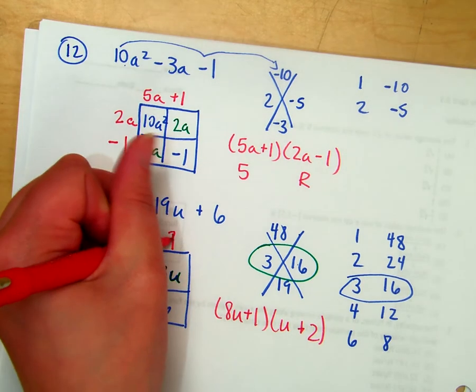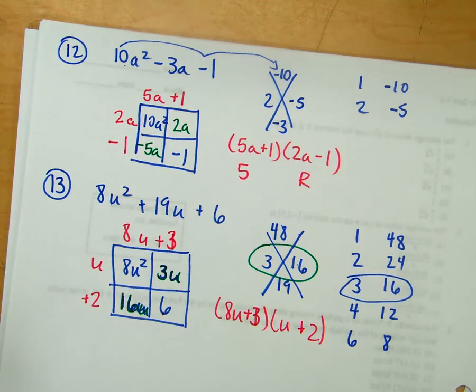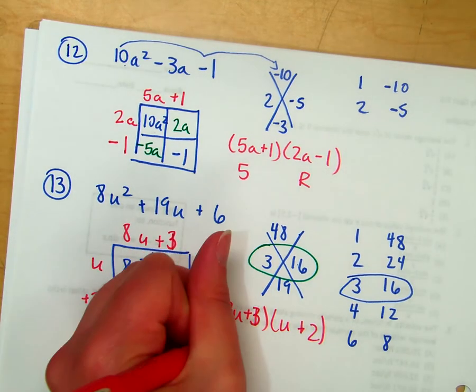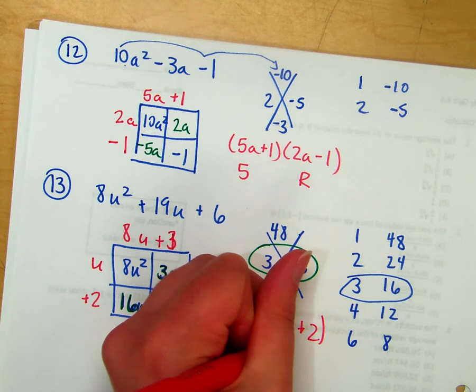Oh, that should be a 3. See, good thing I had those choices there because I didn't get it right. 3u plus 1 is O, and u plus 2 is 15.